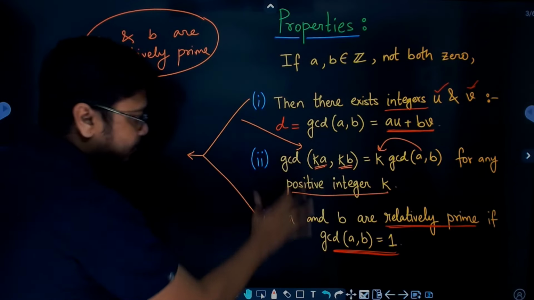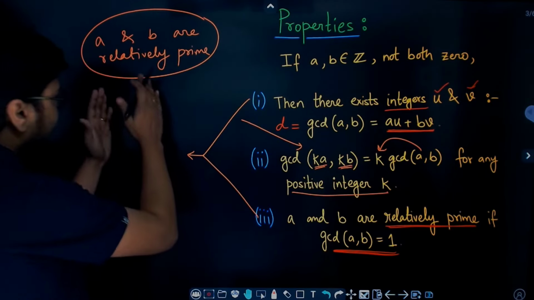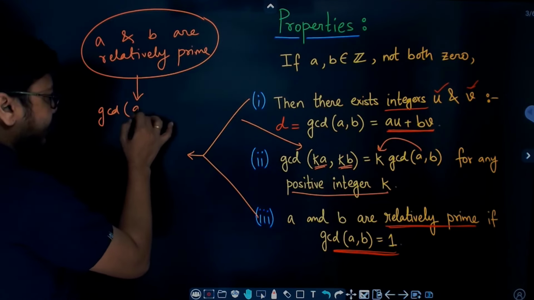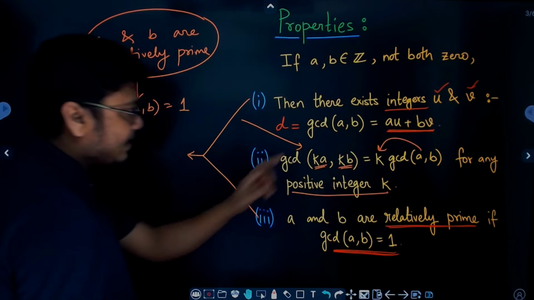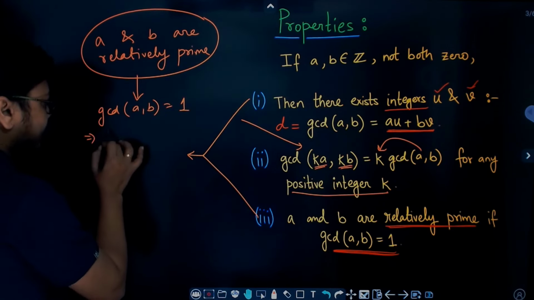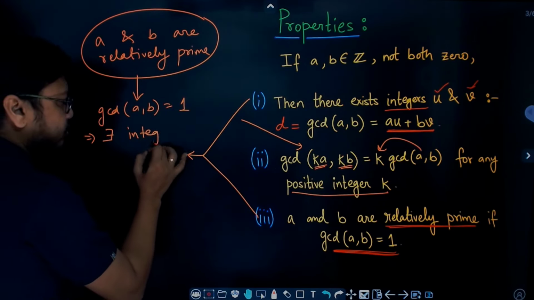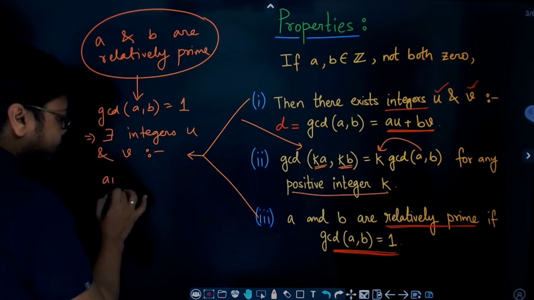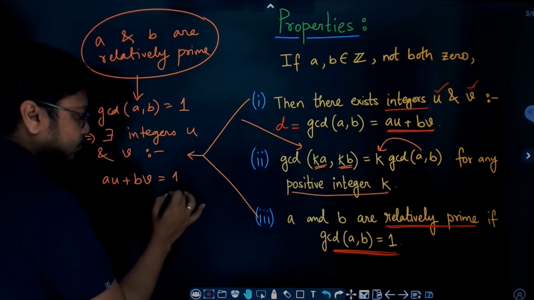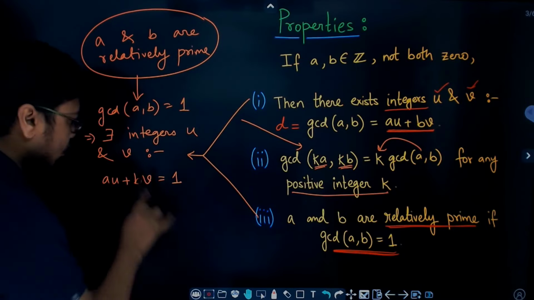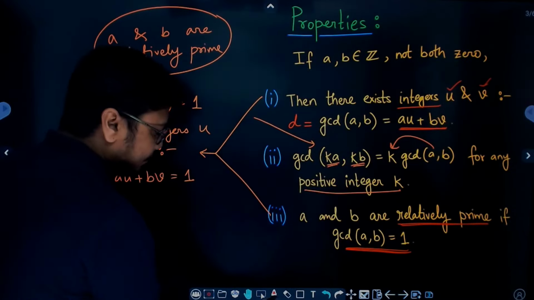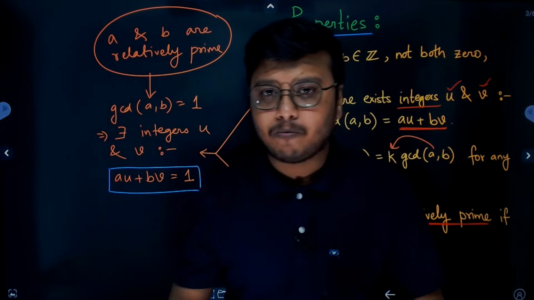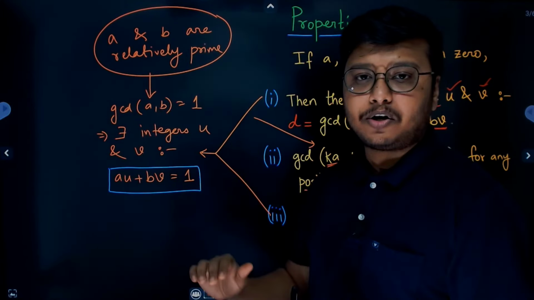So if I combine property number 1 and 3, if I have the information that A and B are relatively prime, which means that GCD of A and B is 1, now I can use property number 1 to say that there exists integers u and v such that AU plus BV is equal to the GCD, where the GCD is how much? The GCD is 1, right? So this is the conclusion that I can make if someone tells me that A and B are relatively prime.